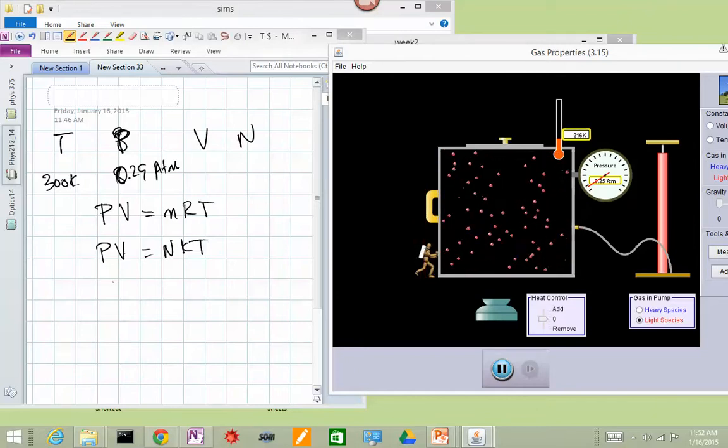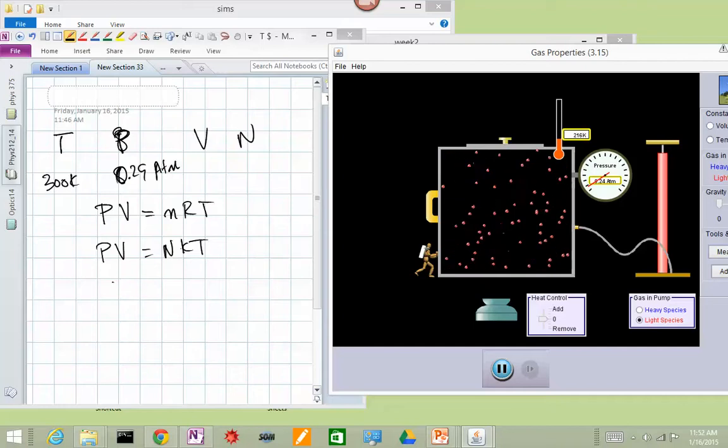As we change the volume, we are not changing the number of particles. Change V, so the pressure is going to increase and the temperature has to increase.